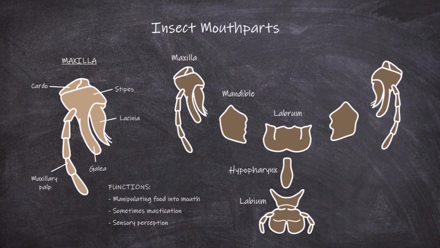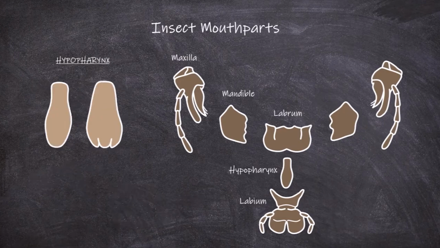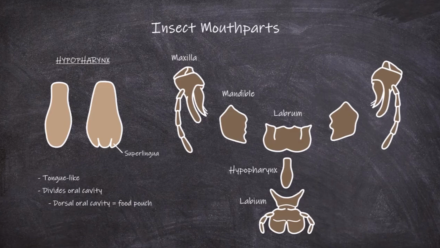The next mouth part is the hypopharynx, which is a tongue-like structure. In certain insects, the hypopharynx has a pair of lobes, one found on each side, called the superlinguae. The hypopharynx divides the oral cavity of the insect into a dorsal and ventral area. The dorsal area of the oral cavity forms the food pouch, called the cibarium. The ventral or lower area of the oral cavity forms the salivarium, which the salivary duct opens up into.